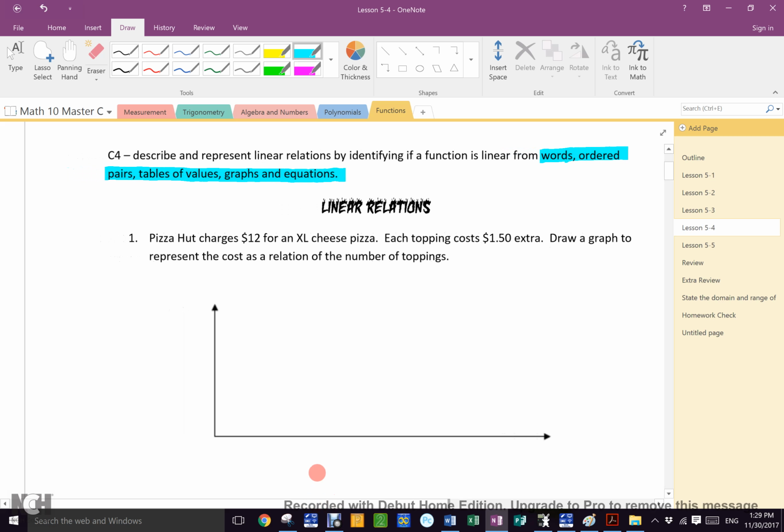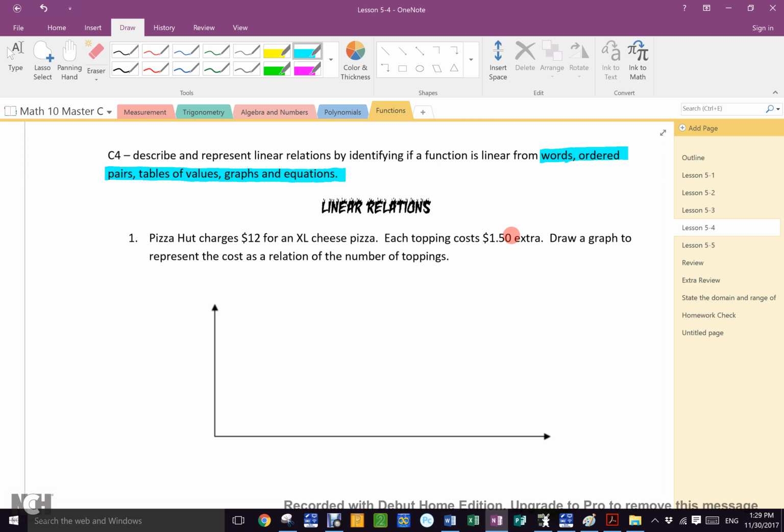So the first thing we're going to do is read that question. Pizza Hut charges $12 for an extra large pizza. Each topping costs $1.50 extra. Which one of those 5 have I already understood? The words, right? Because we now know that the cost of the pizza will change with each topping. So our words are taken care of.